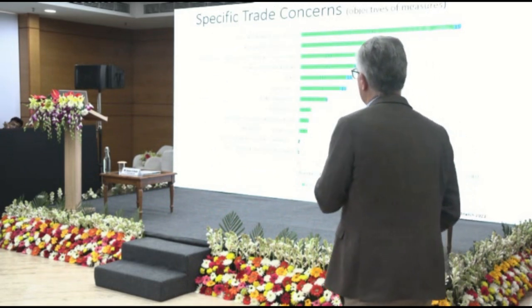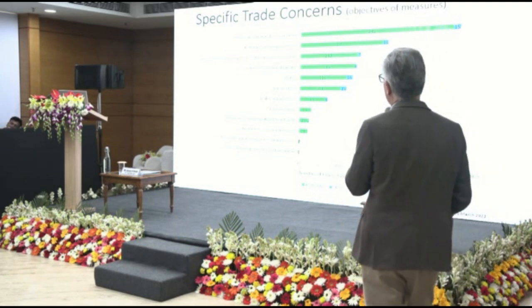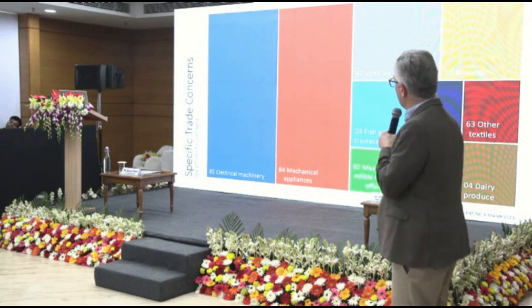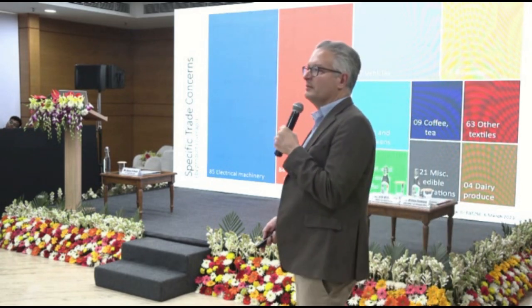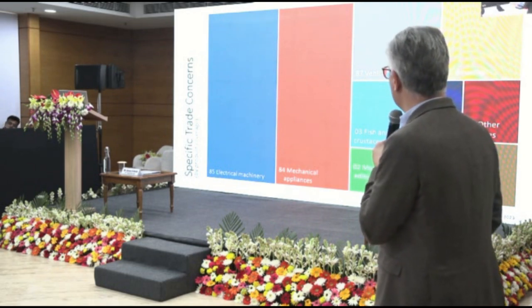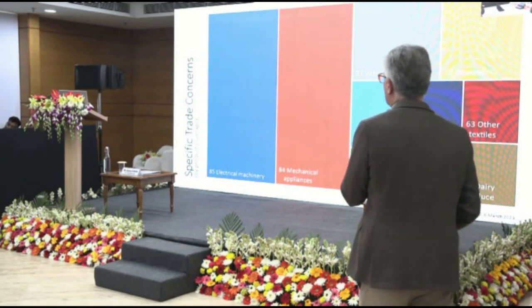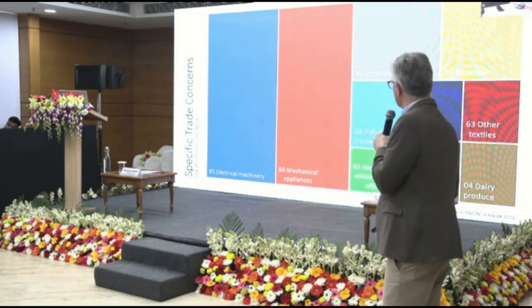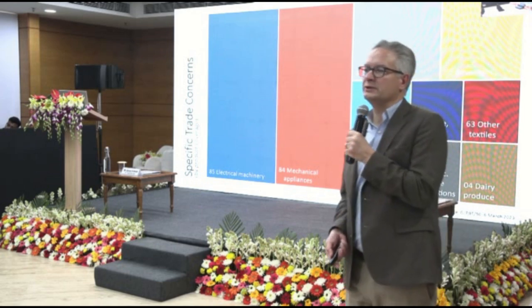So the objectives of the measure, there are two on the top, which is health and safety and protection of the environment. And in terms of specific trade concerns, it's a much more limited picture on the types of products that are covered, but there's a large majority of electrical machinery and mechanical appliances, as well as vehicles and beverages as key points.